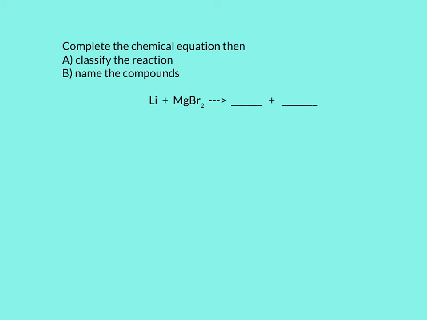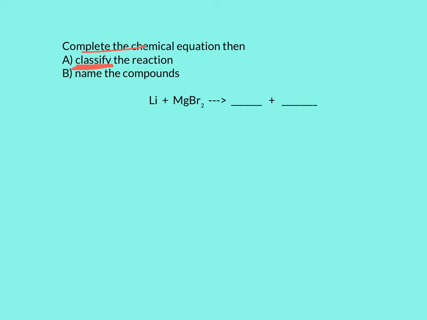Once again, we want to complete the equation. We're going to classify the reaction, and we're going to name the compound. So we don't have to balance this time, but we have a few other things that we have to do. Classifying the compound is going to help us to complete it. So I'm going to classify it first, and let's look at what we have.